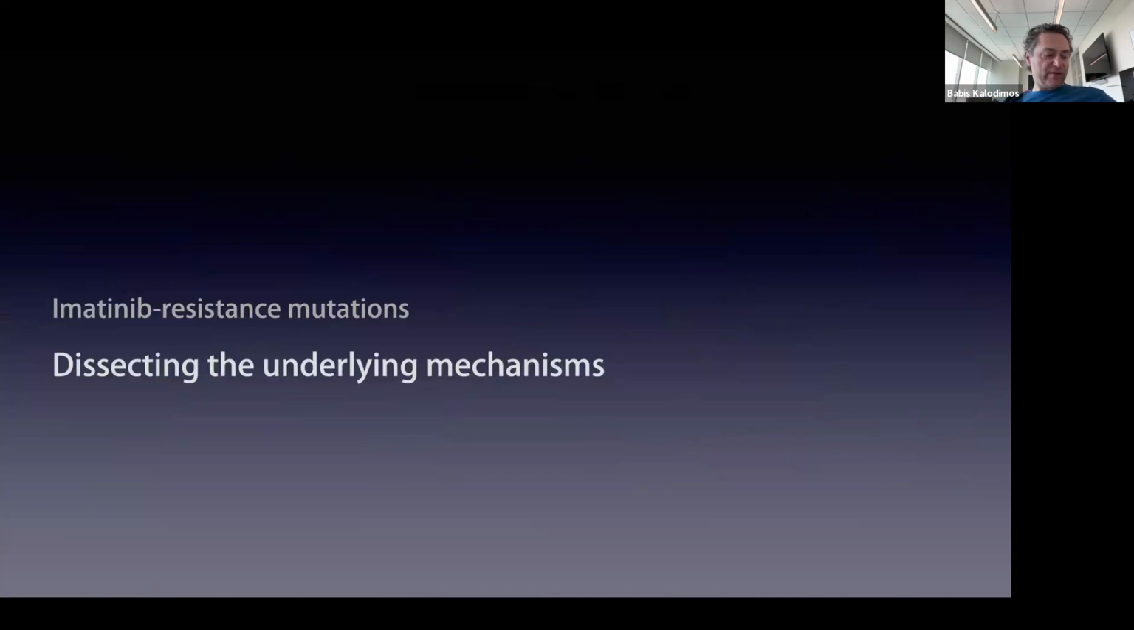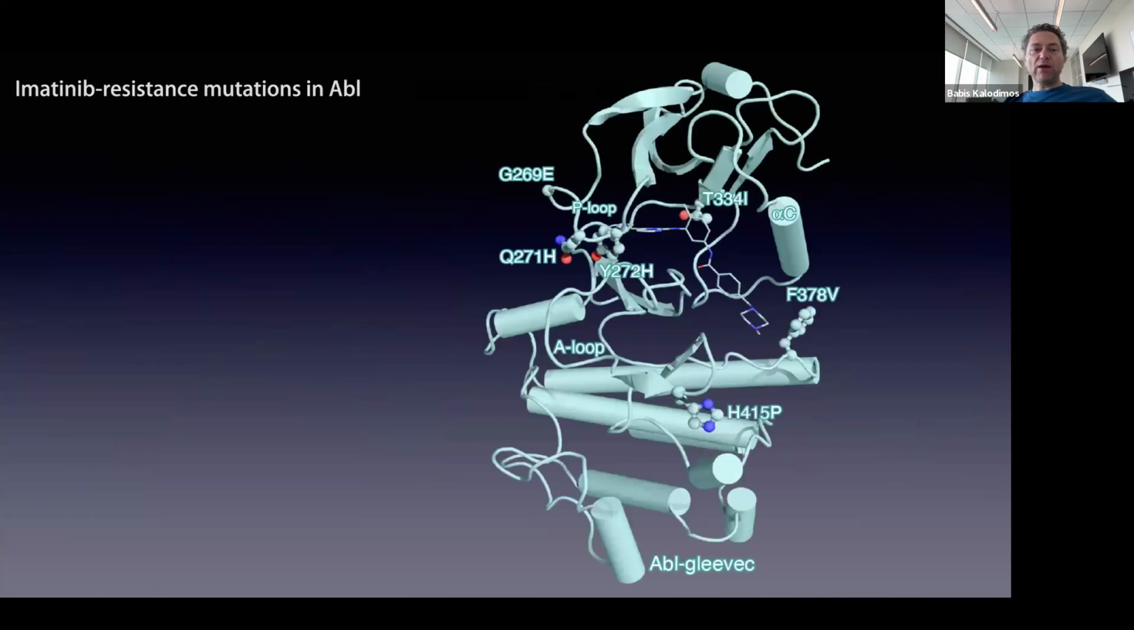Let me also very briefly tell you, in a couple of slides, why this approach is great for dissecting the underlying mechanism of Glivec resistance mutations. As I told you before, one of the big problems in patients treated, not only with Glivec but of course any other inhibitor, is that these patients develop drug resistance mutations. Because Glivec has been around for so long, we know this one very well.